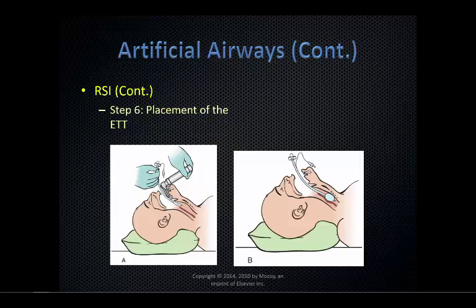All right, and we have step 6, which is actual placement of the ET tube. You can see that the laryngoscope is held with the left hand, the ET tube is placed, and the trachea is the anterior tube in the patient's throat that you can see based on the picture.